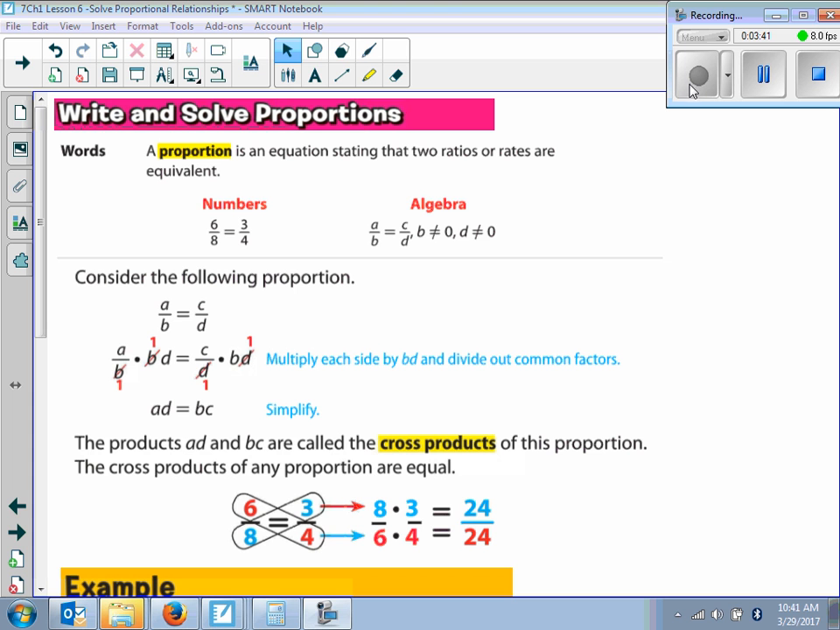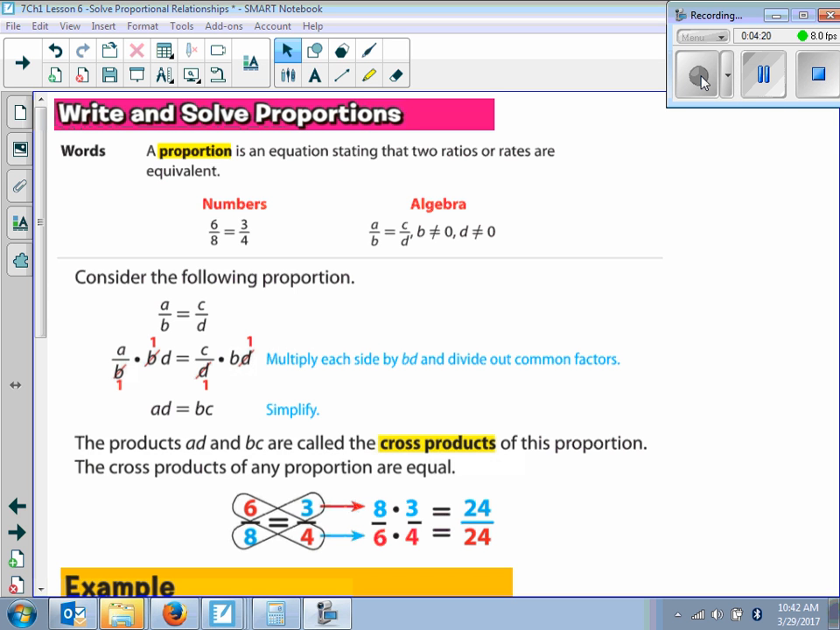Now, I want you to also write down the definition for cross products. What cross products are is the product of the numerator of one fraction times the denominator of the other. So A times D is a cross product. And the numerator of this fraction, C, times the denominator of the other one, B, is also a cross product. So C times B are cross products.